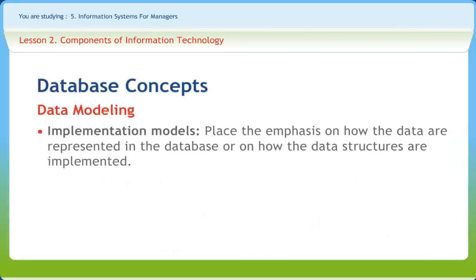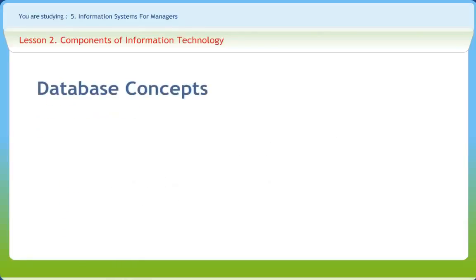Implementation models place the emphasis on how the data are represented in the database or on how the data structures are implemented. The examples include hierarchical model, network model, relational model, object-oriented model, and semi-structured model.